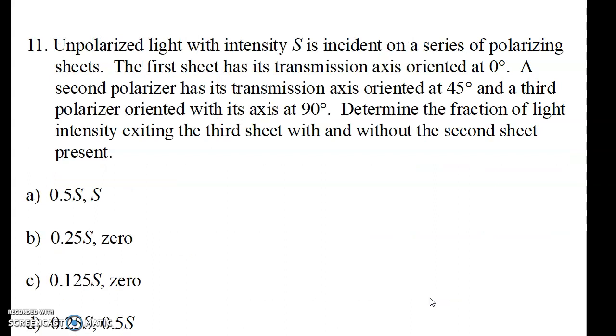Number 11. Unpolarized light with an intensity S is incident on a series of polarizing sheets. The first sheet has a transmission axis oriented to 0. A second polarizer has a transmission axis oriented at 45 degrees, and a third at 90 degrees. Determine the fraction of light intensity exiting the third sheet with and without the second sheet present. Okay, with the second sheet present, it's going to be 0.25 S. Without the second sheet present, it's going to be 0.